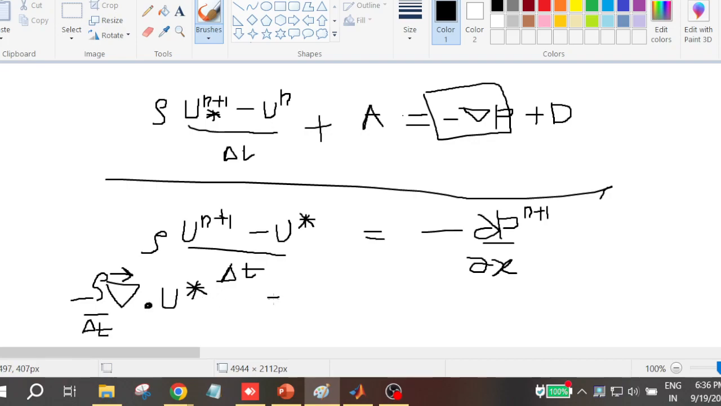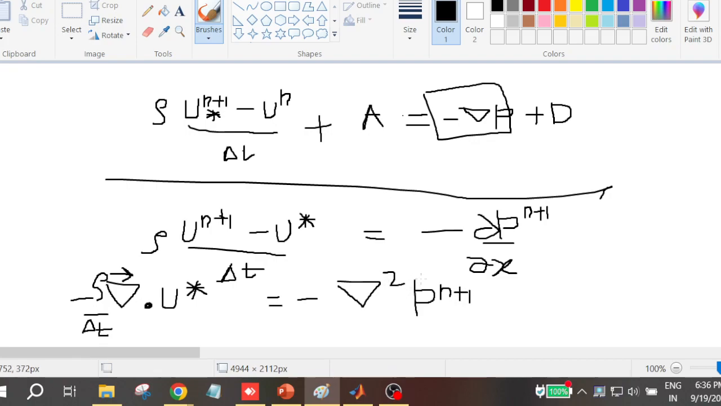Now on the right hand side, what will be left? Minus of, you are taking this with respect to x, right? Dou square p by dou x square. Similarly for the y momentum, you take dou by dou y of dou p by dou y. So you will get the Laplacian of pressure, right? Del square p at n plus 1. So this is called the pressure Poisson equation, and this is what you have to solve.